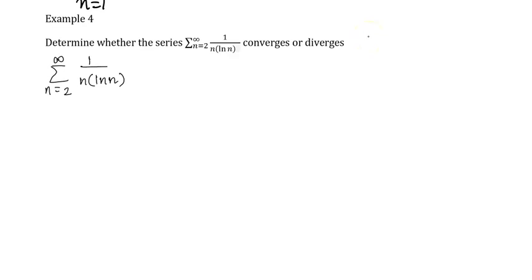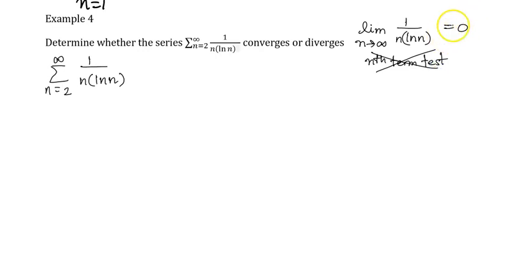I would start with the nth term test. I would quickly take the limit as n approaches infinity of 1 over n natural log of n. The denominator is going to get larger and larger. That limit is 0, which tells me that I can't use the nth term test. It does not apply. I can only use the nth term test when this limit is not 0.